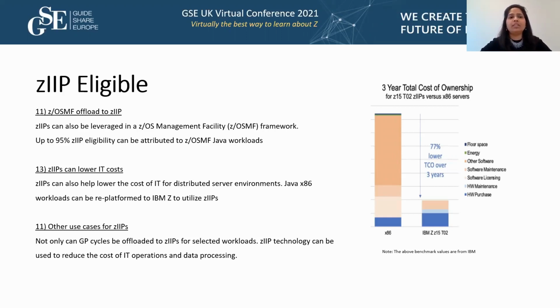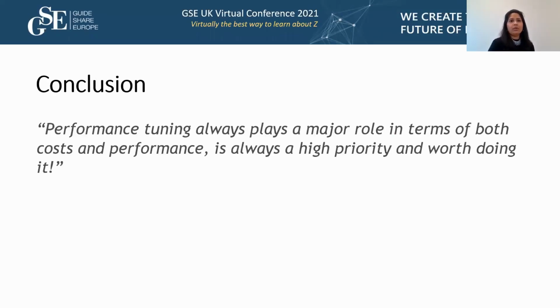And the last one is other use cases for zIIP. Not only can general processor cycles be offloaded to zIIP for selected workloads, zIIP technology can be used to reduce the cost of IT operations and data processing. Okay, right now I'm at the conclusion. I'm done with all the main slides. The conclusion of my presentation: performance tuning always plays a major role in terms of both cost and performance. It's always a high priority and worth doing.